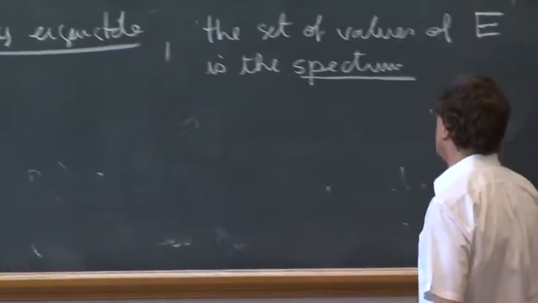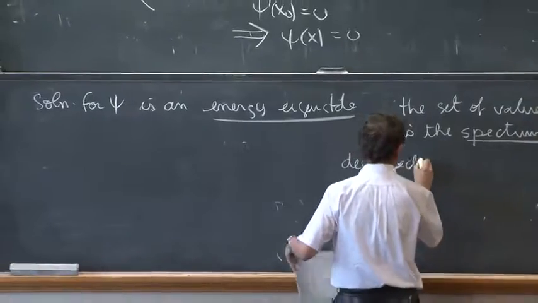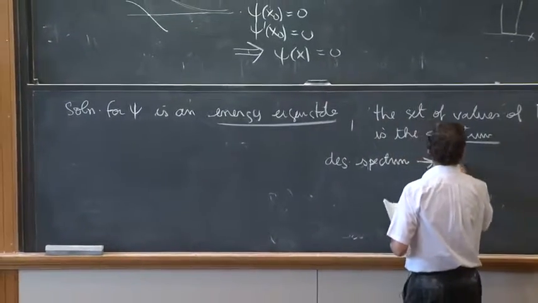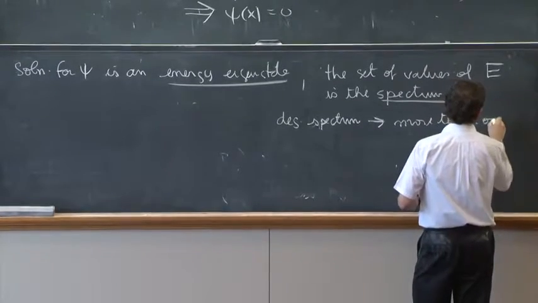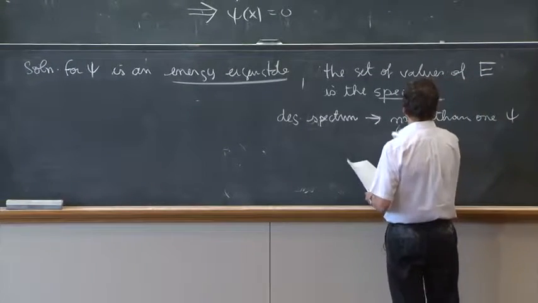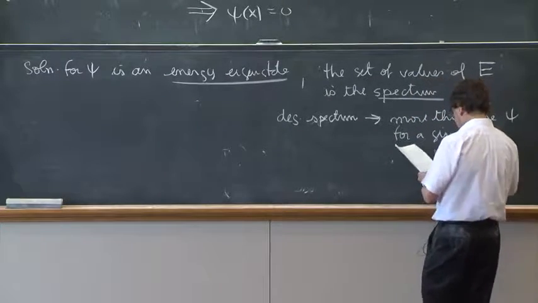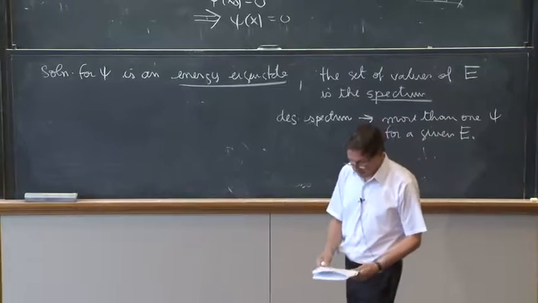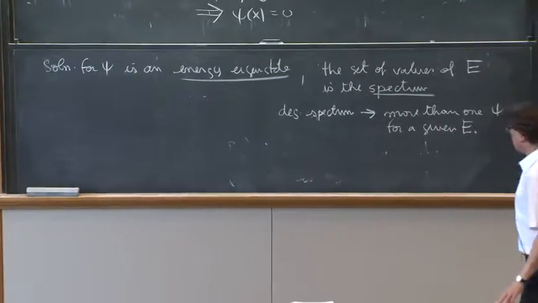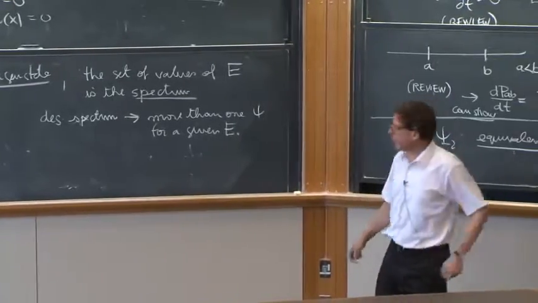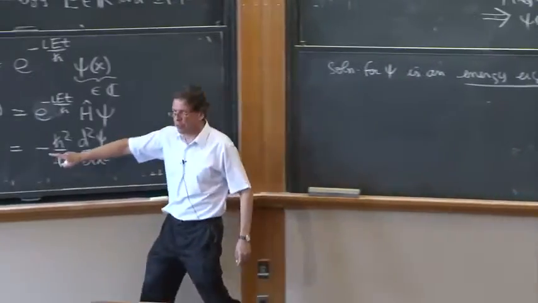So a degenerate spectrum is more than one psi for a given E. These are just definitions, but they're used all the time. So our energy eigenstates are the solutions of this.